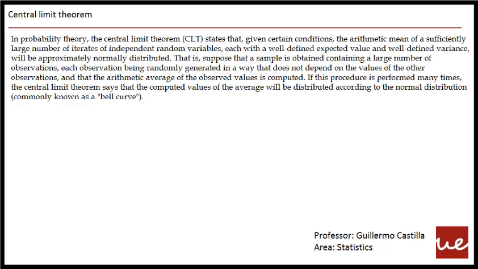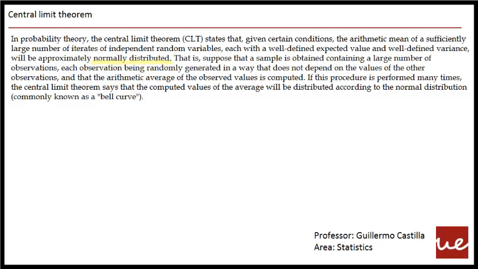In probability theory, the central limit theorem, CLT, states that given certain conditions, the arithmetic mean of a sufficiently large number of iterates of independent random variables, each with a well-defined expected value and a well-defined variance, will be approximately normally distributed. That is, suppose that a sample is obtained containing a large number of observations, each observation being randomly generated in a way that does not depend on the values of the other observations, and that the arithmetic average of the observed values is computed.